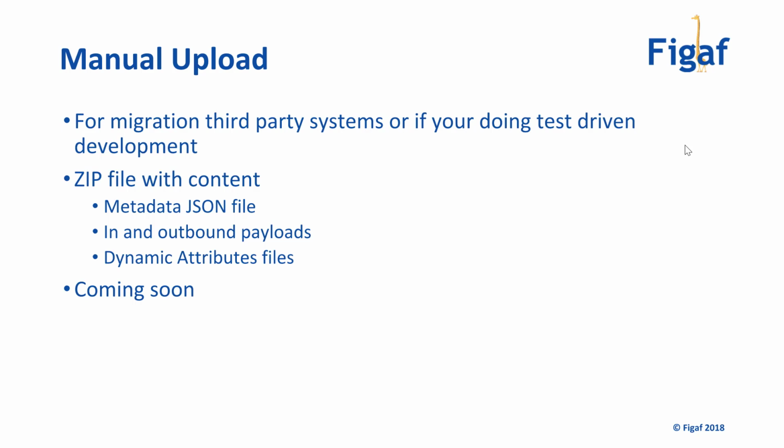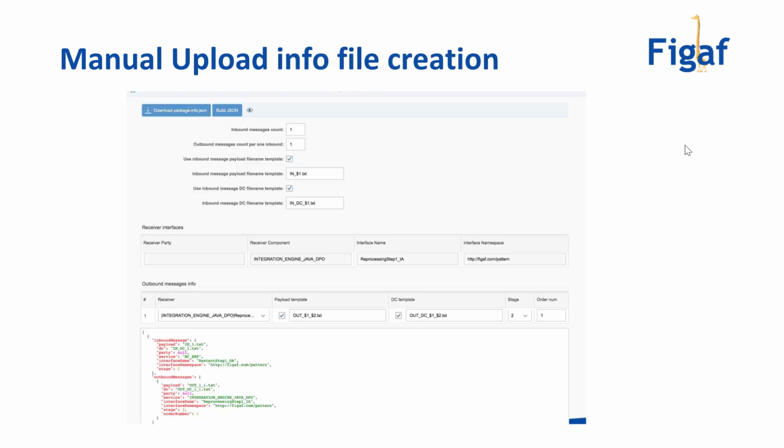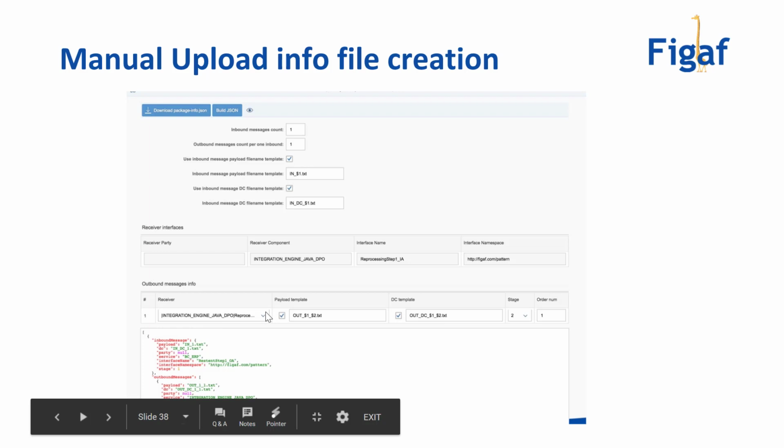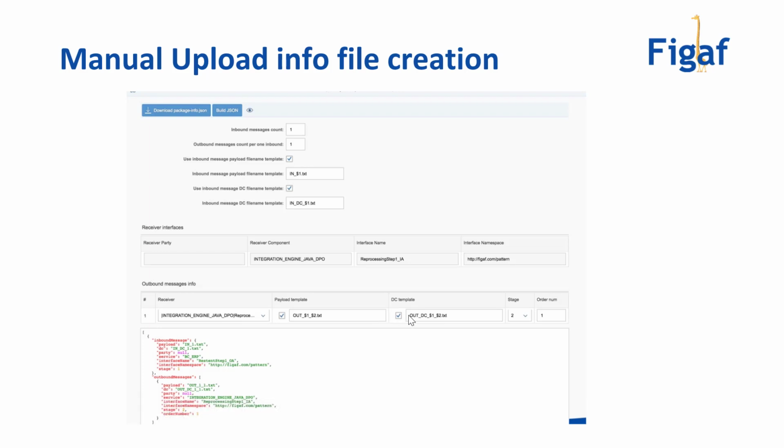You create a zip file with a metadata JSON file, and then you have all the inbound and outbound documents, and you have a dynamic attribute. This is something that we haven't migrated yet to version 2.0, but it will also come pretty soon. The basis here is you're specifying how many messages you have. You select an ICO. It will figure out these are the different receiver interfaces and output interfaces that you have, and then you can specify how many you have, what the templates are, and if you have dynamic attributes.